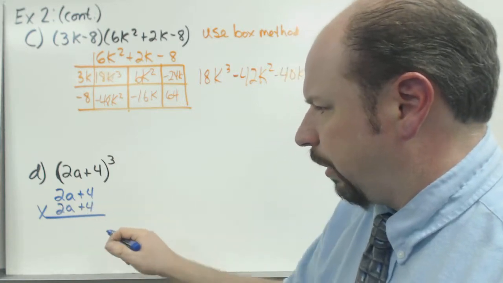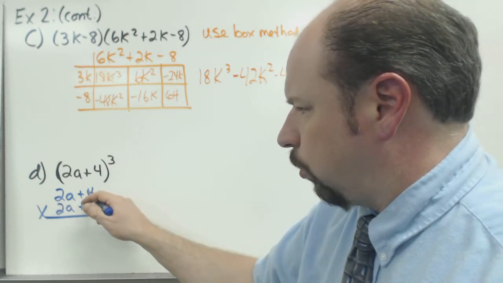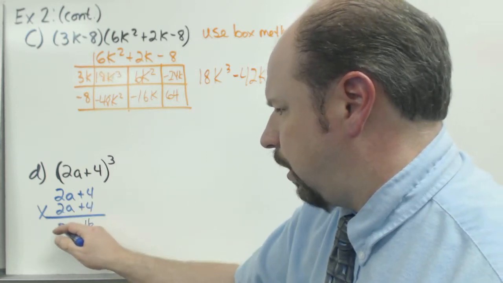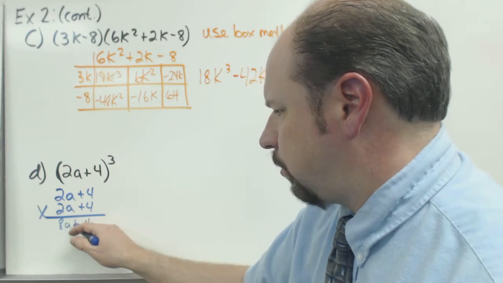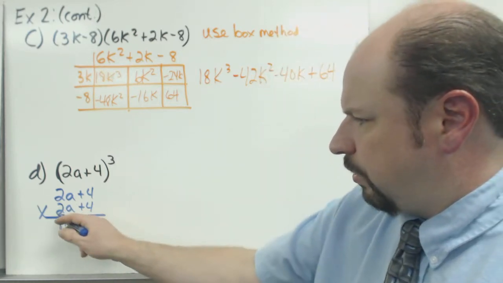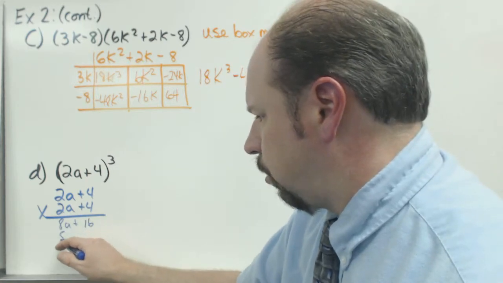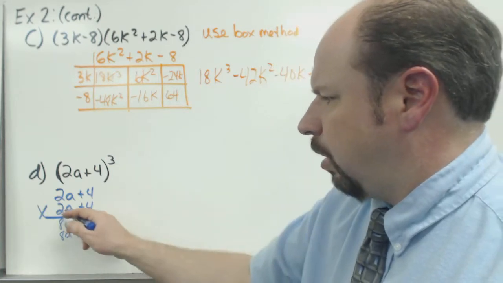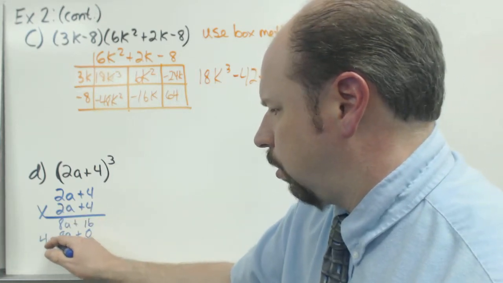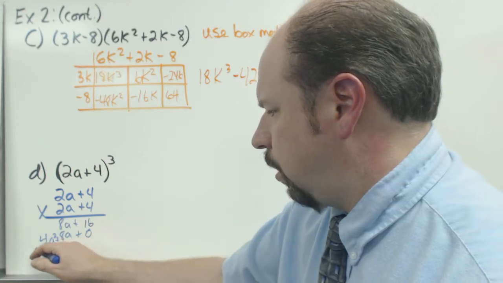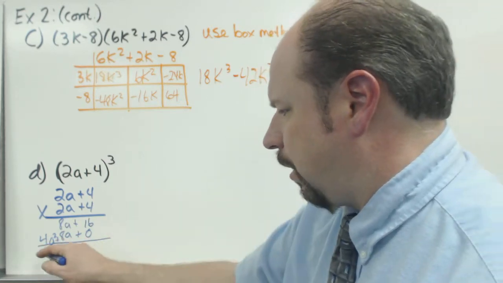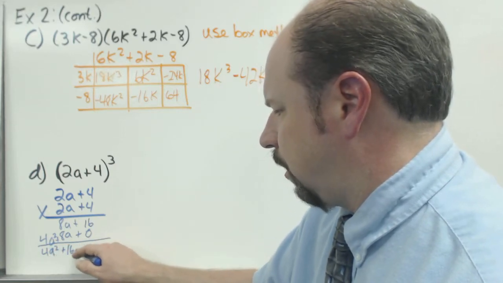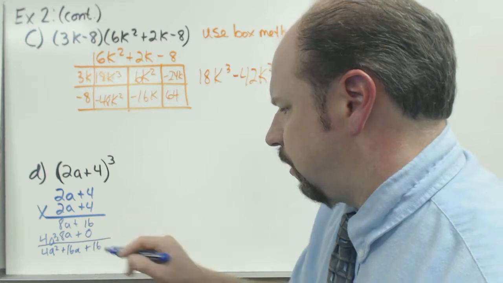So remember, in regular multiplication, we're going to start here and we're going to multiply by both of these. So 4 times 4 is 16. 4 times 2a is 8a, so 8a plus 16. And then 2a times 4 is another 8a. Remember, we're going to put 0 in here as a placeholder. And then 2a times 2a is 4a squared. And now we add it down. So 4a squared plus 16a plus 16.